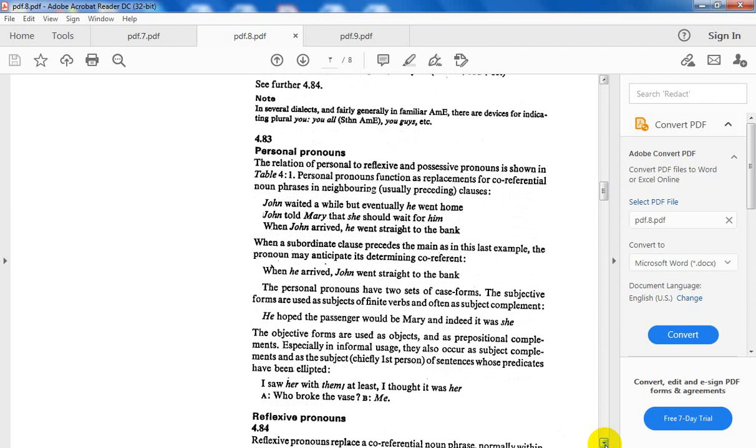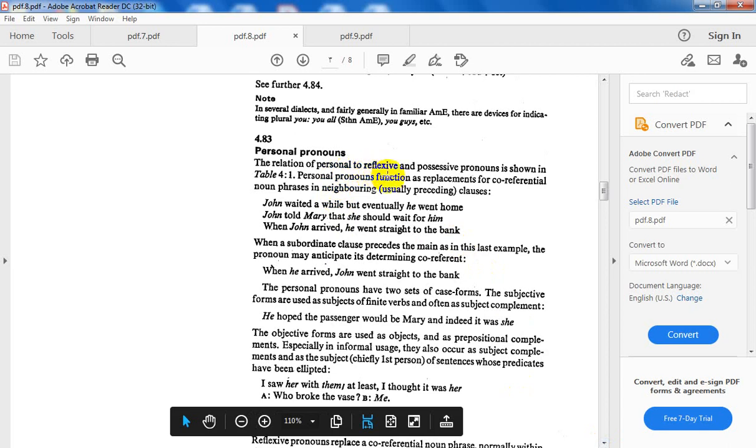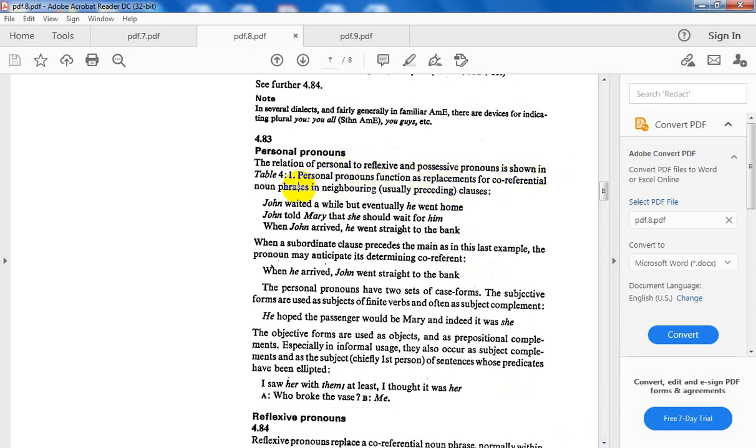They are the subjective and the objective case of nouns. I, we, he, she, they, it: the seven subjective pronouns and their objective case. The relation of personal to reflexive and possessive pronoun is shown in the table that is previously discussed.